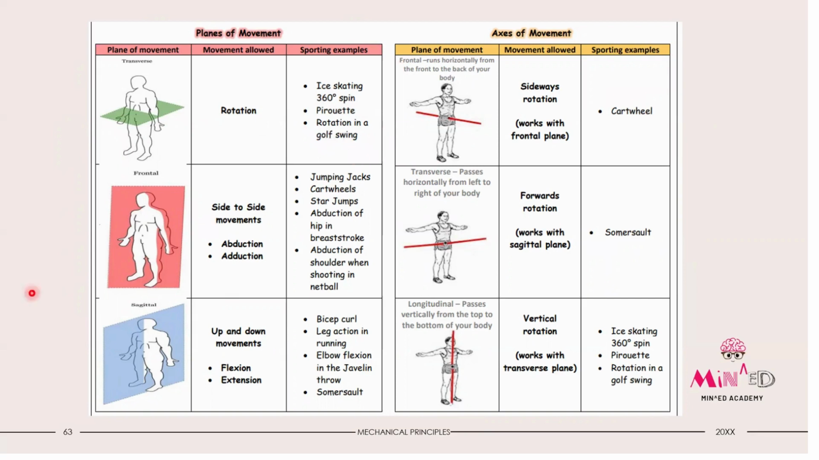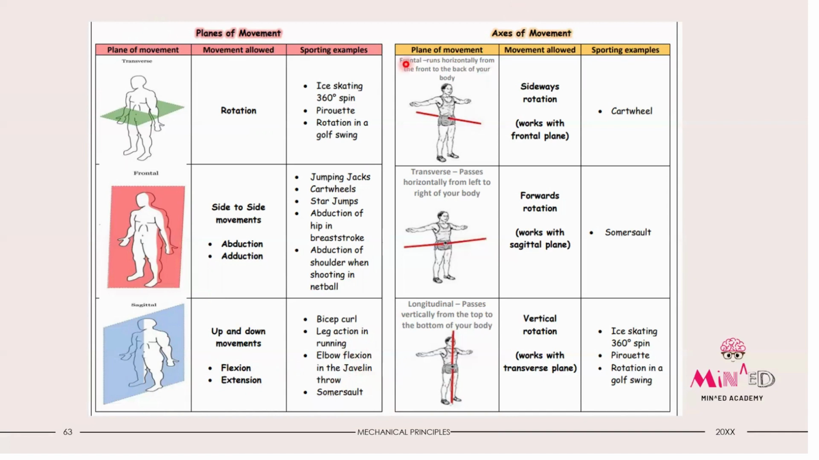Then frontal plane, side to side movement, that is abduction, adduction. Examples: jumping jacks, cartwheel, star jump, abduction of the hip in breaststroke, and abduction of the shoulder when shooting a netball. Then in the sagittal plane, we have up and down movement, where flexion and extension occur. So biceps curls, leg action in running, elbow flexion in the javelin throw and somersault.